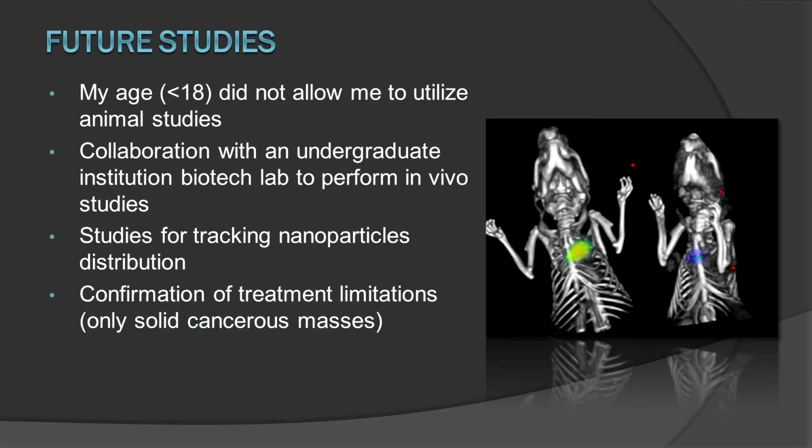Also, I'd love to be able to include something for the study of tracking nanoparticle distribution as the nanoparticles circulate throughout the body, as well as a new method for the confirmation of treatment limitations in solid cancerous masses which they'd be used for. So I want to see what the limitations of these nanoparticles really are. As well as the future in vivo studies, I'd really love to be able to get very definitive data on tumor profiling and the shrinkage, as well as the treatment timing which is required to effectively kill cancer.